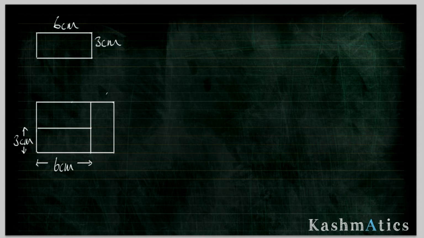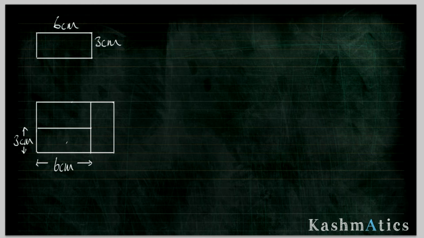Now, the mistake some people made was they just thought, well, if I can work out the perimeter of one of these rectangles, so 6 and 3 is 9, 9 times 2, or 6 plus 6 and 3 plus 3, that makes 18 centimeters. So they thought if the perimeter of one of these is 18 centimeters, then if I put 3 of them together, it should be 3 times 18, which is 54.